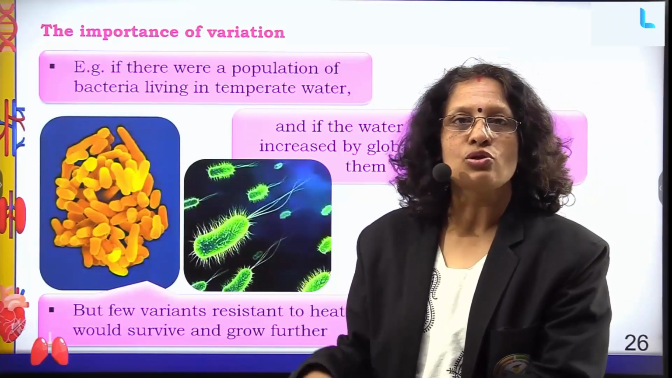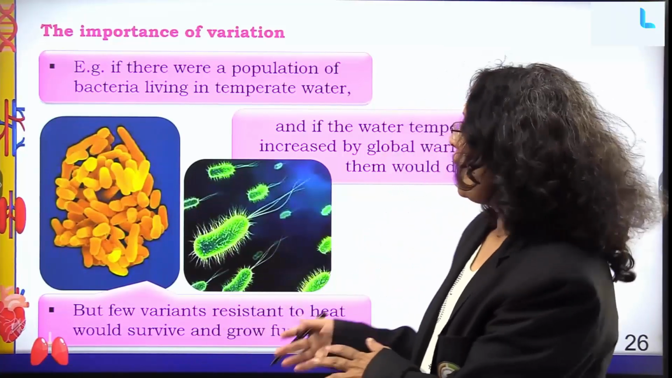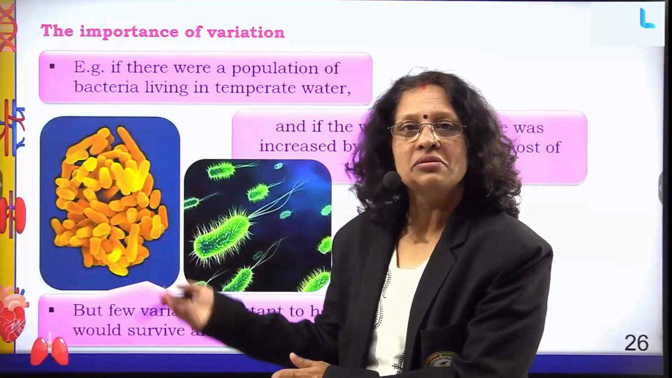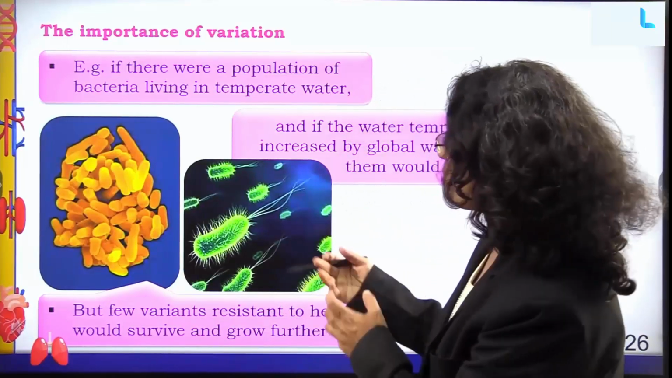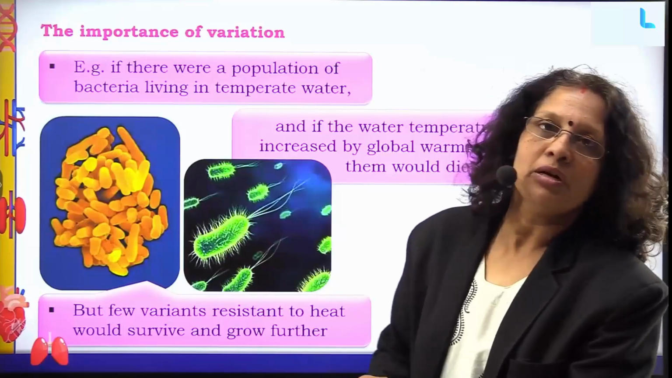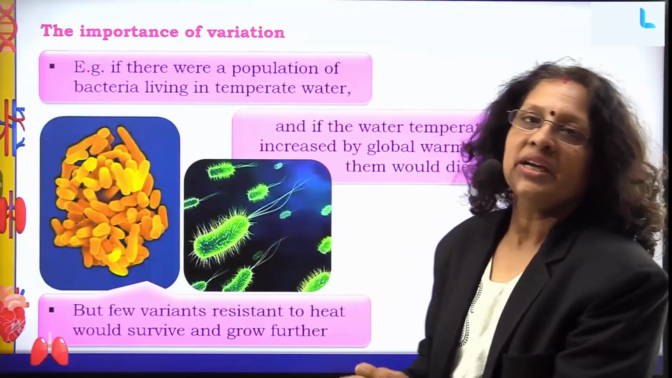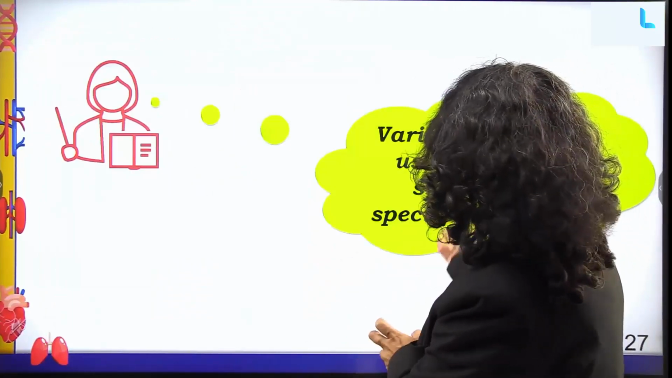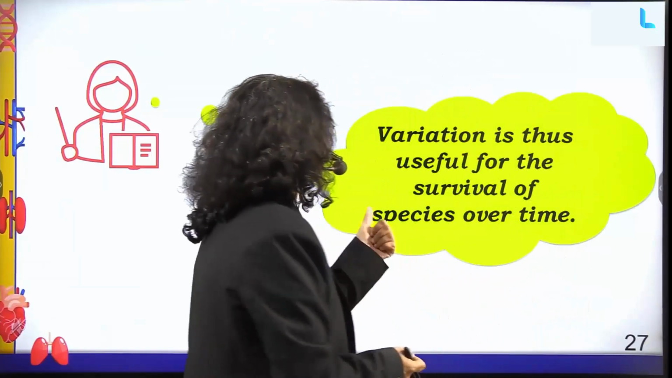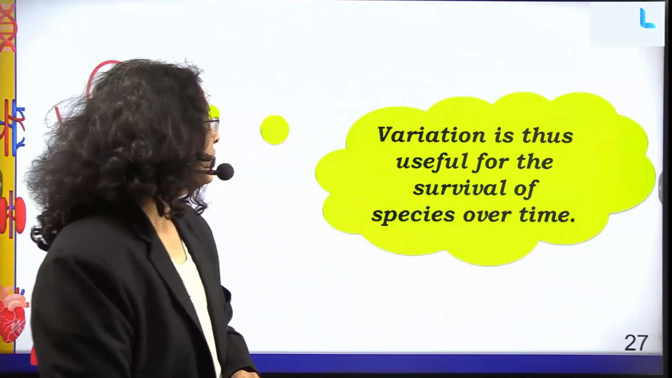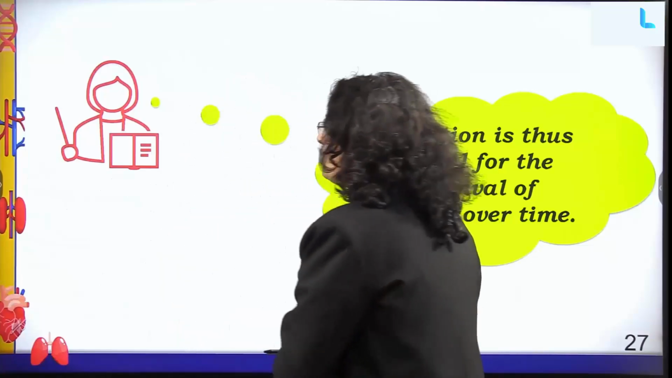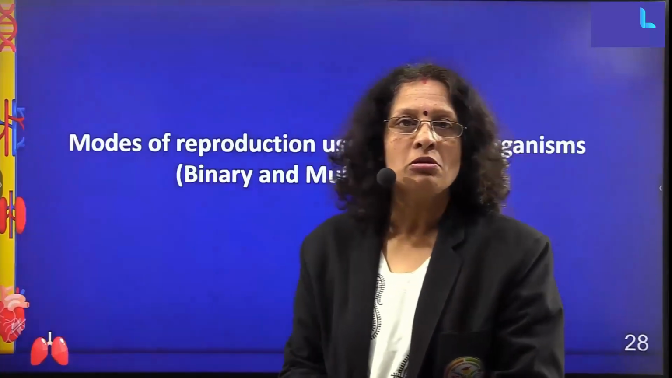A few variants are very strong; they can resist that heat and survive. If they survive, their species will go ahead. It will not become extinct. Otherwise, it will be extinct. Now, variation is useful for the survival of species over time. So variation is a must.